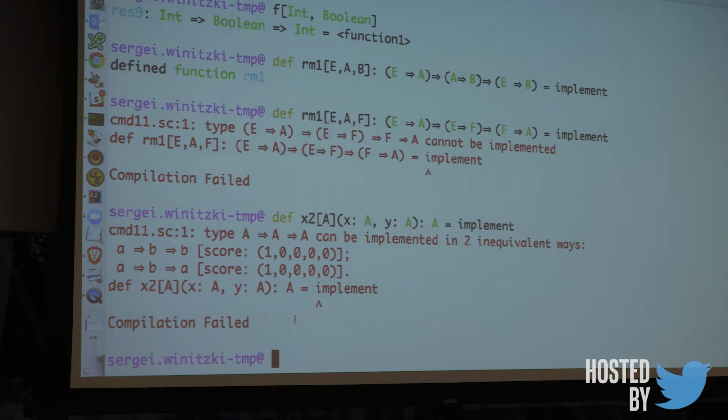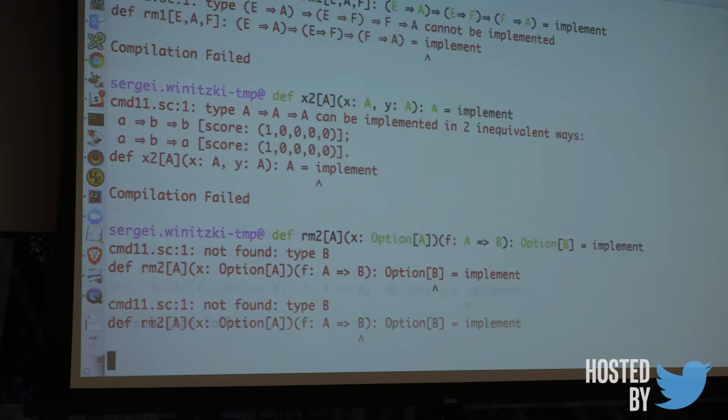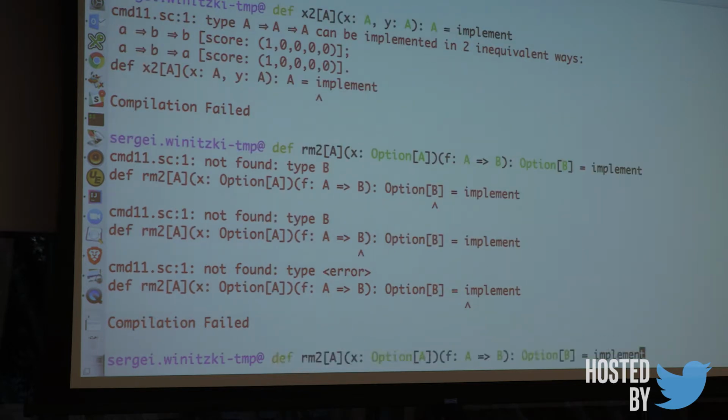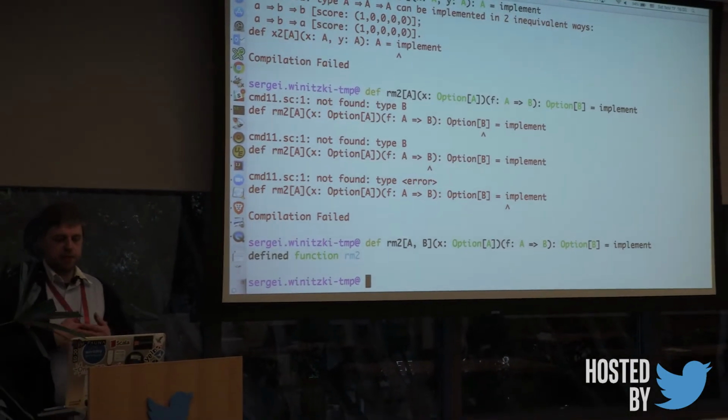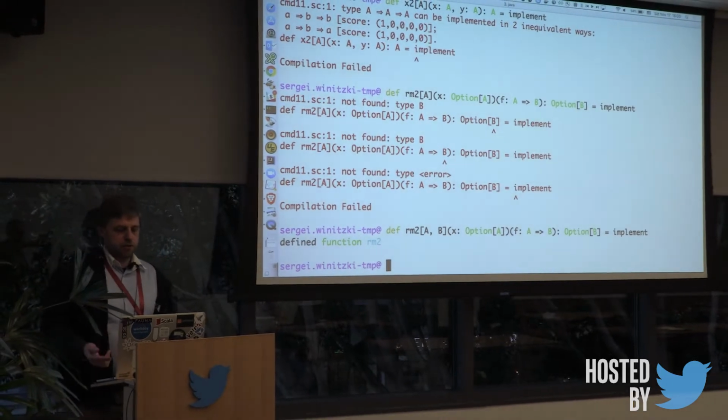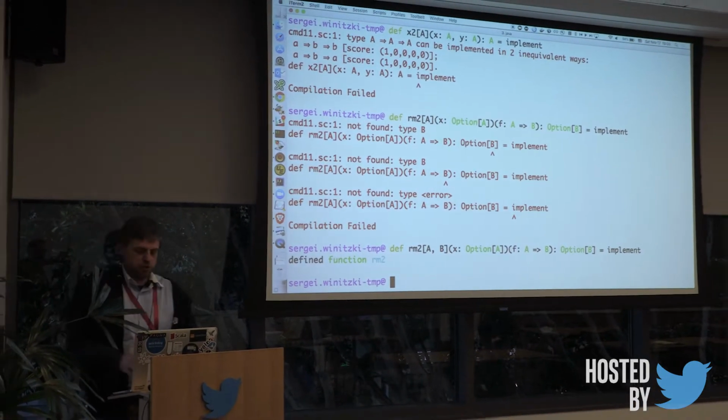So the idea is that you can have different implementations. So let me show you a case when this works well. The case where it works well is if you have an option of A, and you want to map it over to B, and you want to get an option of B. Oops, I forgot the type parameter. Sorry about that. So this works. Okay, so I can generate the code for a map function for option. Let me check that it works actually.